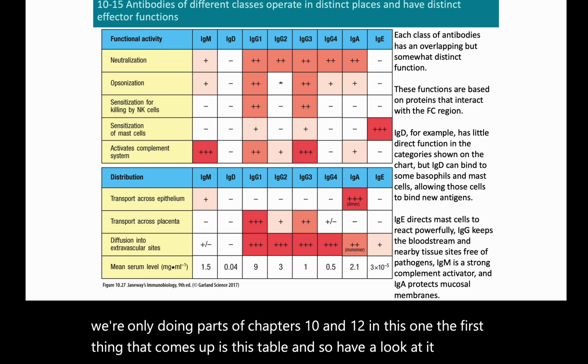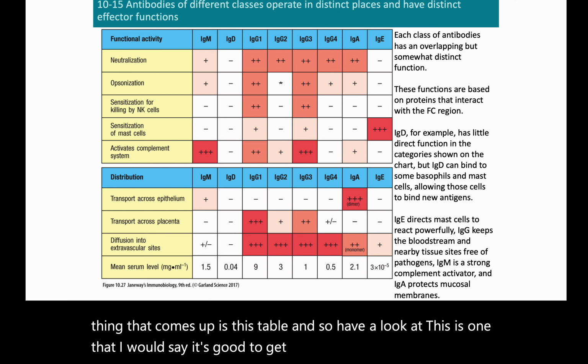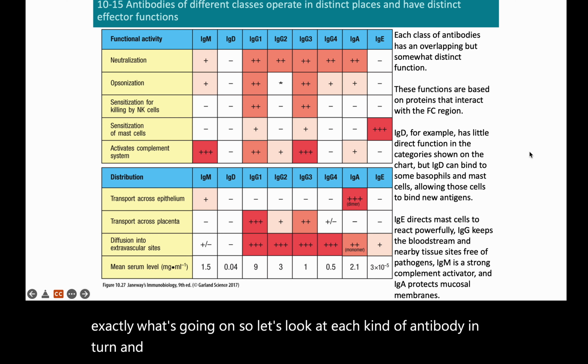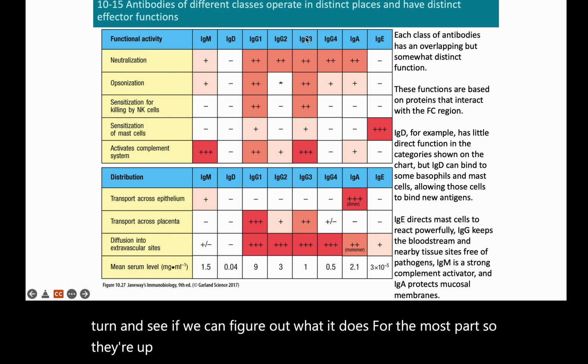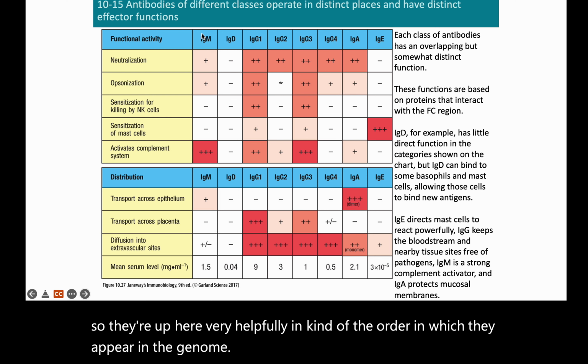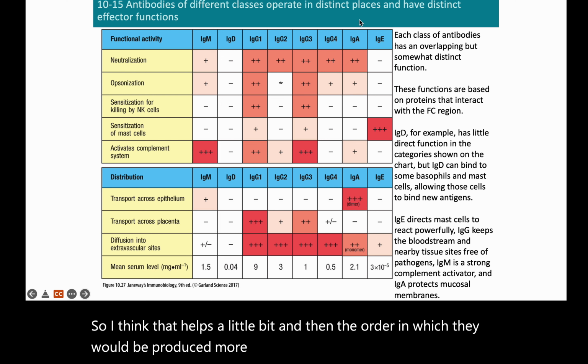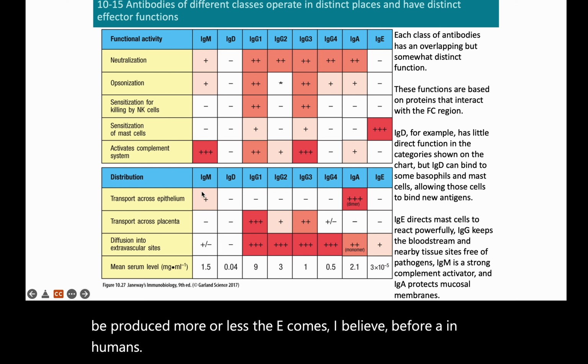This is one that I would say it's good to get a general sense from of exactly what's going on. So let's look at each kind of antibody in turn and see if we can figure out what it does for the most part. So they're up here very helpfully in kind of the order in which they appear in the genome. So I think that helps a little bit. And the order in which they would be produced, more or less. The E comes, I believe, before the A in humans. So, IgM, first antibody produced.